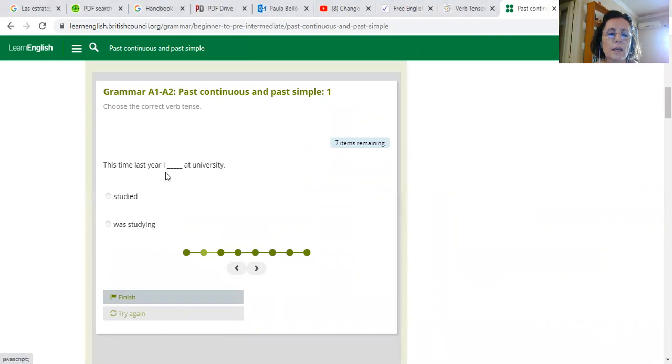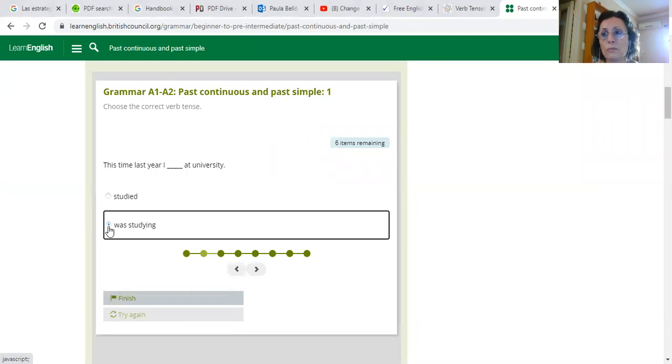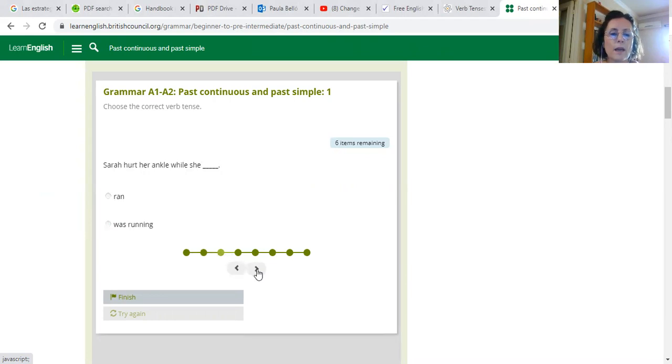This time last year I was studying. Yes, you told me I am studying, this is probably in progress. Okay, we will check. Sarah hurt her ankle while she, and here you have both. You have one thing that happened, hurt, una acción que ya la veo completa, se lastimó. Sarah hurt her ankle while she was doing something in progress.